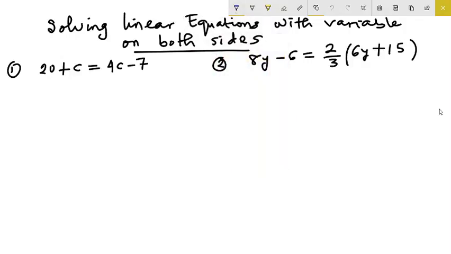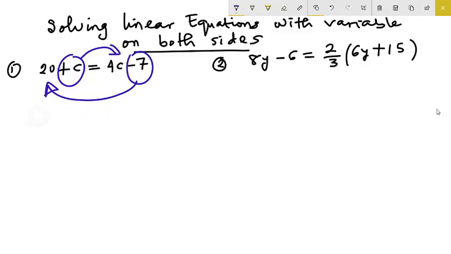So what we are going to do when you are solving a linear equation with variable on both sides is you have to bring all the terms with variable to one side, and everything that is constant, that is without variables, you have to move to the other side of the equation. So in this case of number one, we want to move c to the right hand side, and we want to move the negative 7 to the left side.